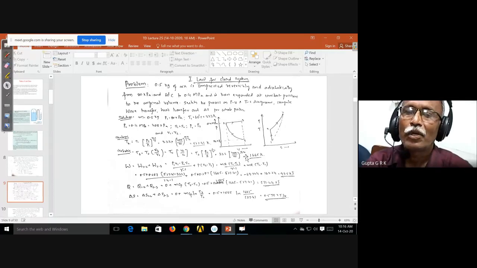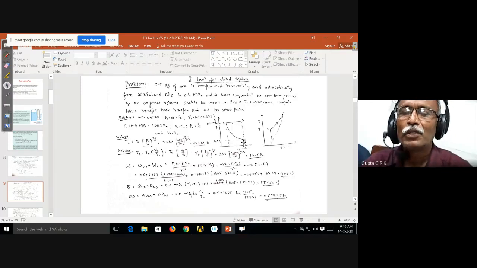Once I know all the properties, I can find out delta U, Cv into T2 minus T1, delta H, Cp into T2 minus T1, and Q and W based on what process. W I have to find out. We know that for an isochoric process it is 0; isobaric, P into V2 minus V1; isothermal, P1 V1 log V2 by V1; or polytropic or adiabatic, P1 V1 minus P2 V2 by the index minus 1. In that way, I can find out W.